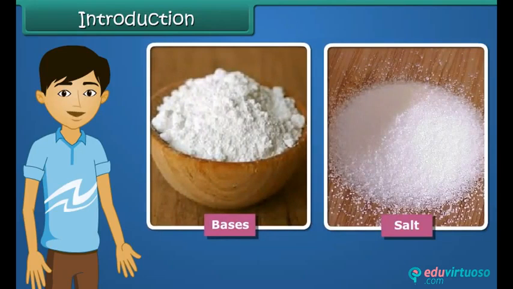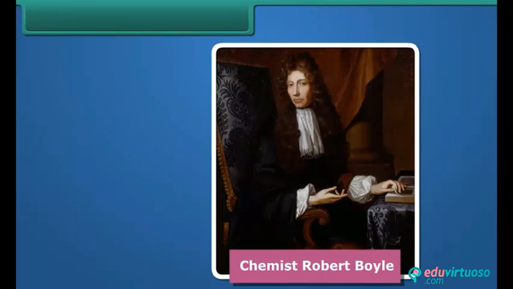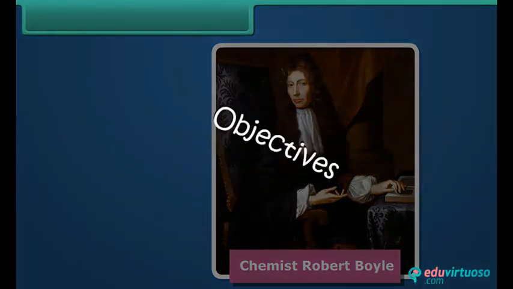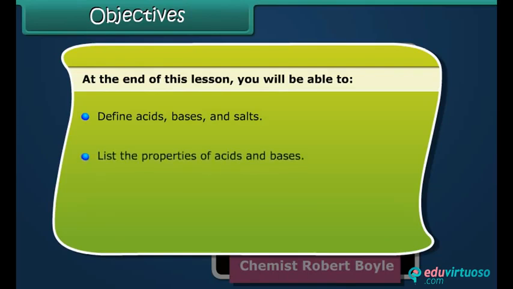them. In the 17th century, chemist Robert Boyle first labeled substances as acids and bases. In this lesson, you will study about the properties of acids, bases and salts. Objectives. At the end of this lesson, you will be able to define acids, bases and salts. List the properties of acids and bases.